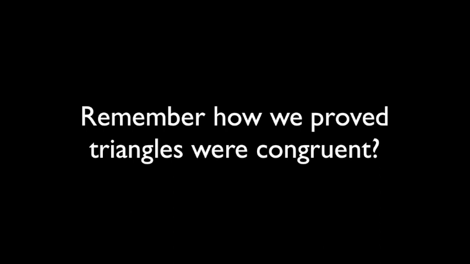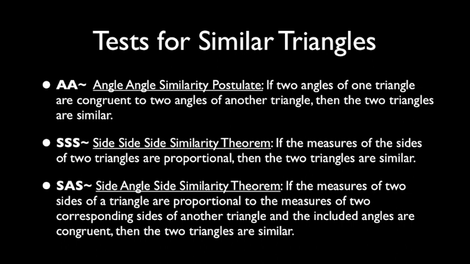Now, in order to prove triangles are similar, we have 3 theorems. The first is called AA similarity, which refers to angle-angle similarity. Next, we have side-side-side similarity. In other words, if 3 sides are proportional, then the triangles are similar. And then side-angle-side. If 2 sides are proportional to the other 2 sides and the included angles are congruent, then the 2 triangles are similar.